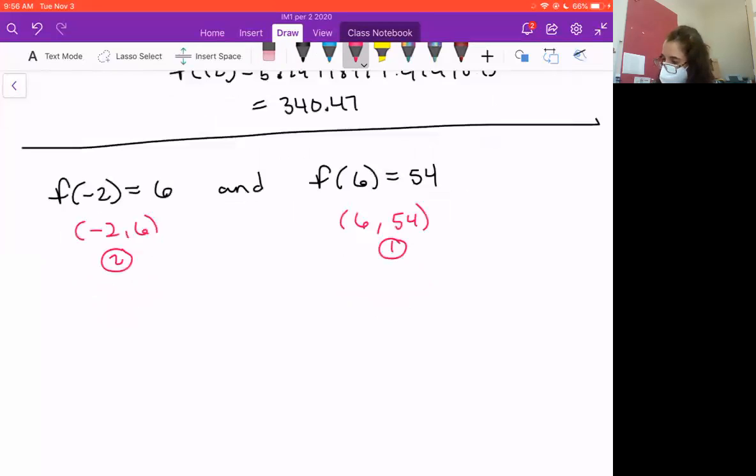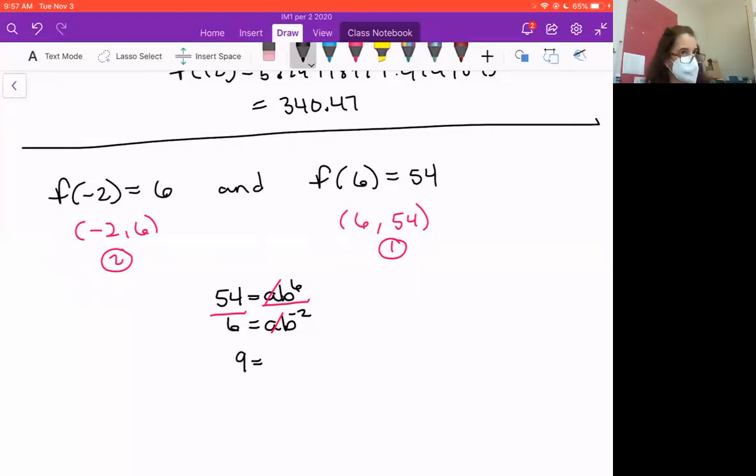Okay, so when I do f of 6 equals 54 first, I'm going to get 54 equals a times b to the 6, because I like having the bigger exponent on top. My other point is going to be 6 equals a times b to the -2. And the reason I want to do this example is, look, there's a negative exponent. But do not freak out. My a's still cancel. My 54 divided by 6 is 9.